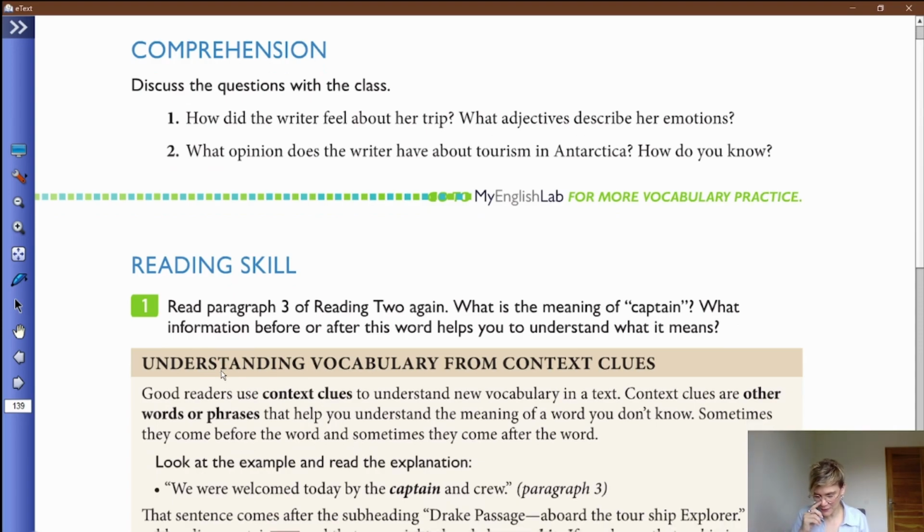Yes, that brings us to the comprehension questions. 1. How did the writer feel about the trip? And what adjectives describe her emotions? And 2. What opinion does the writer have about tourism in Antarctica, and how do you know? Okay, I would like you to think about this and write down the answers to these questions. You can pause your video. Go ahead.